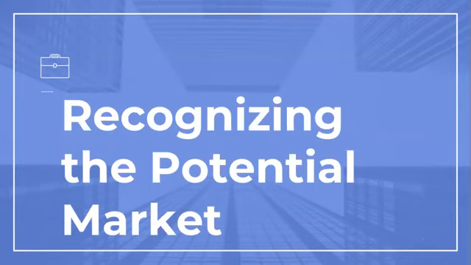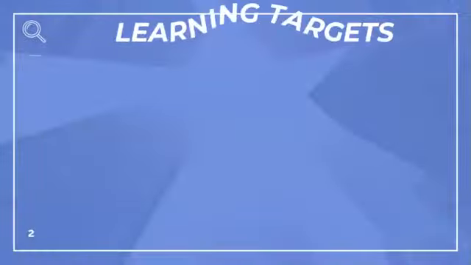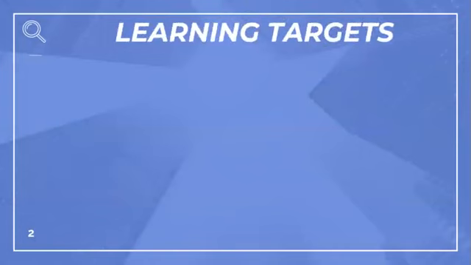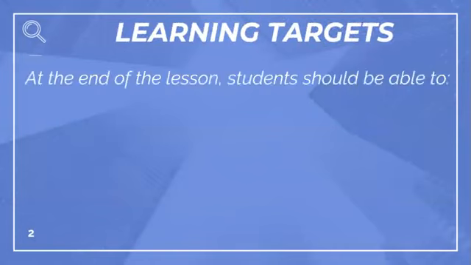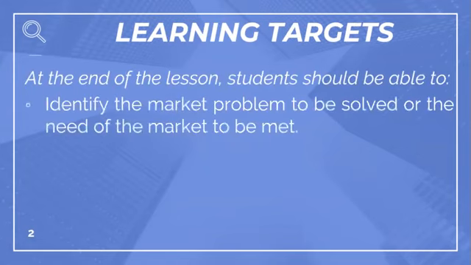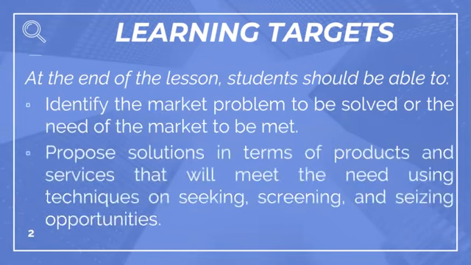So for our second lesson for entrepreneurship, it will be all about recognizing the potential market. First, let us identify the different learning targets for this lesson. At the end of the lesson, you should be able to identify the market problem to be solved or the need of the market to be met. You're also going to propose solutions in terms of products and services that will meet the need using techniques on seeking, screening, and seizing opportunities.